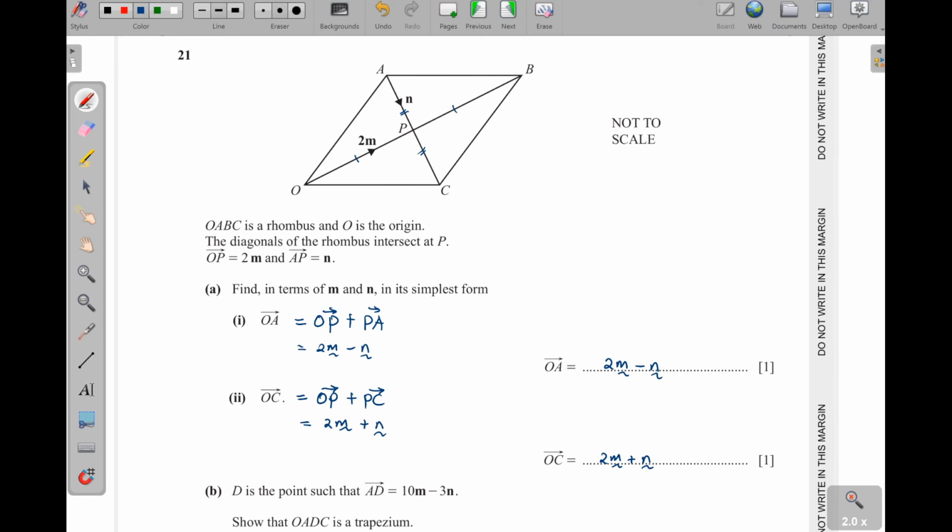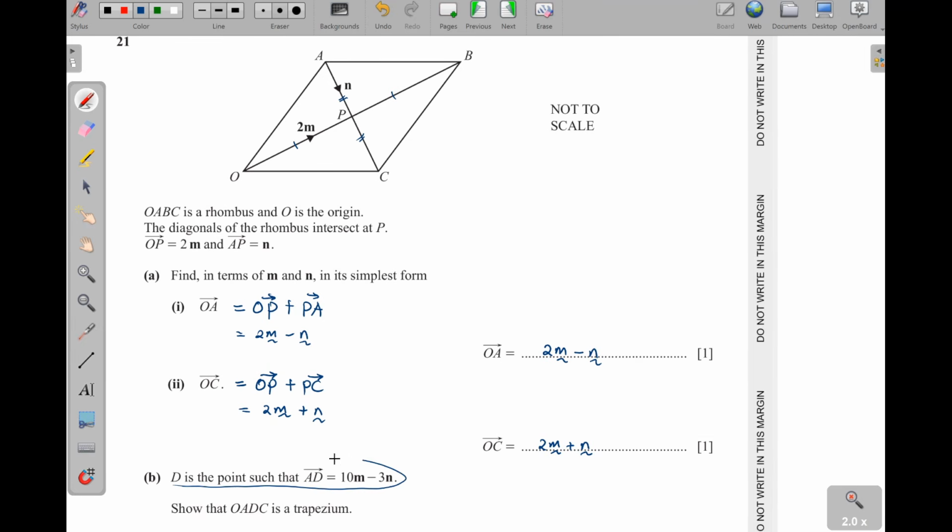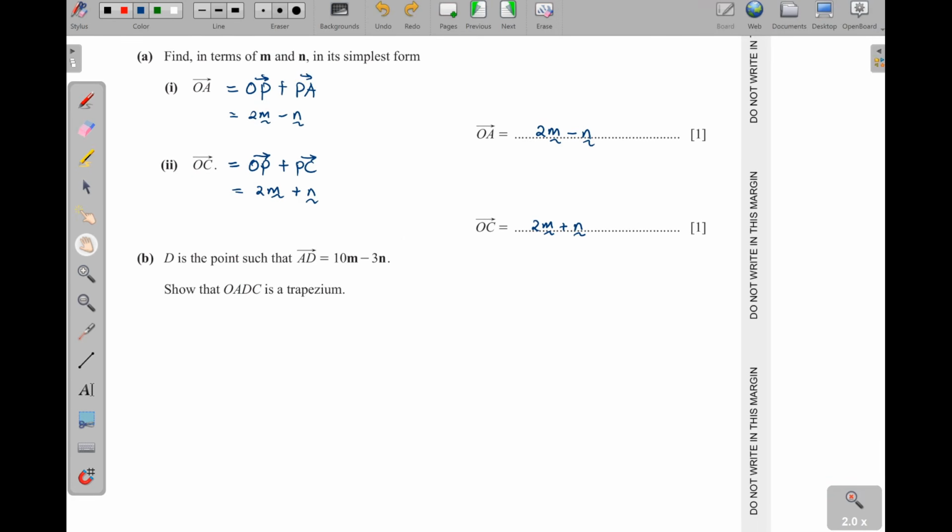As simple as that. Part B, D is a point such that AD is equal to that. Show that OADC is a trapezium. Now, a trapezium has two parallel sides, which we need to find out. So we need to find vectors, and then we see the ones that are connected, because parallel vectors, one vector is a scalar multiple of the other.